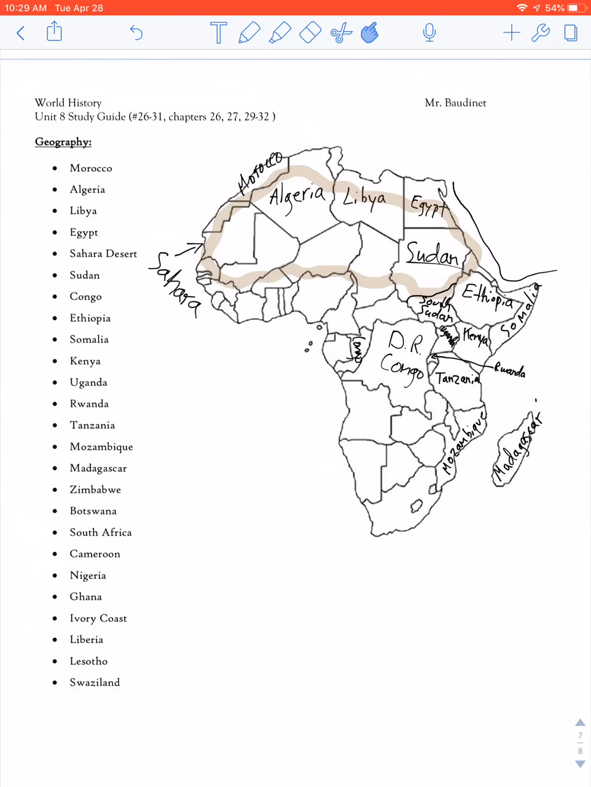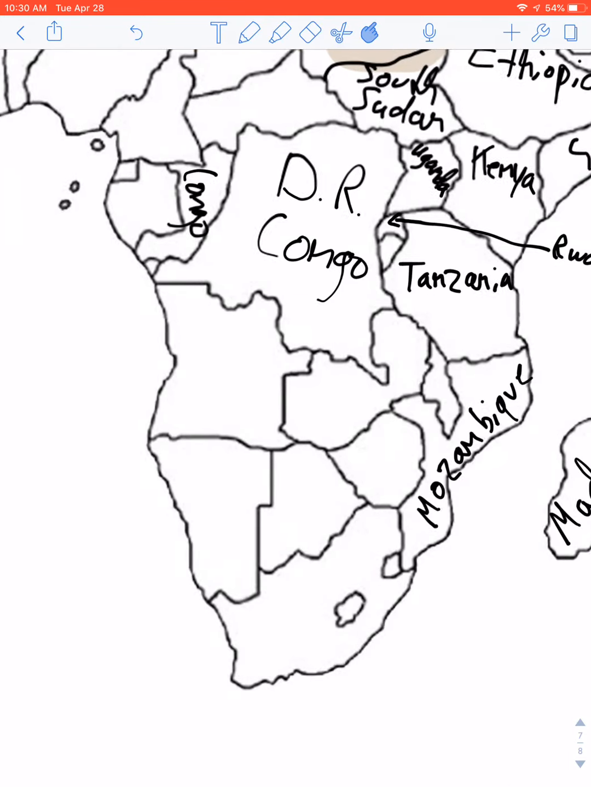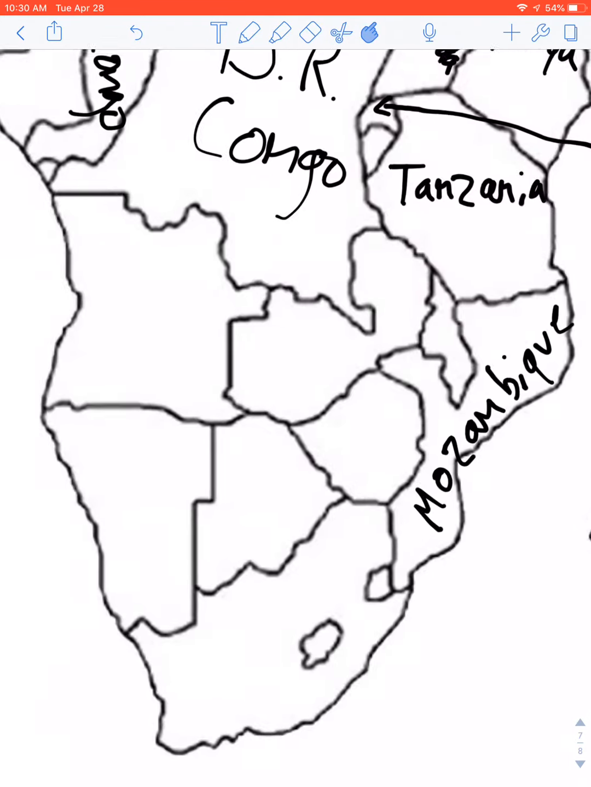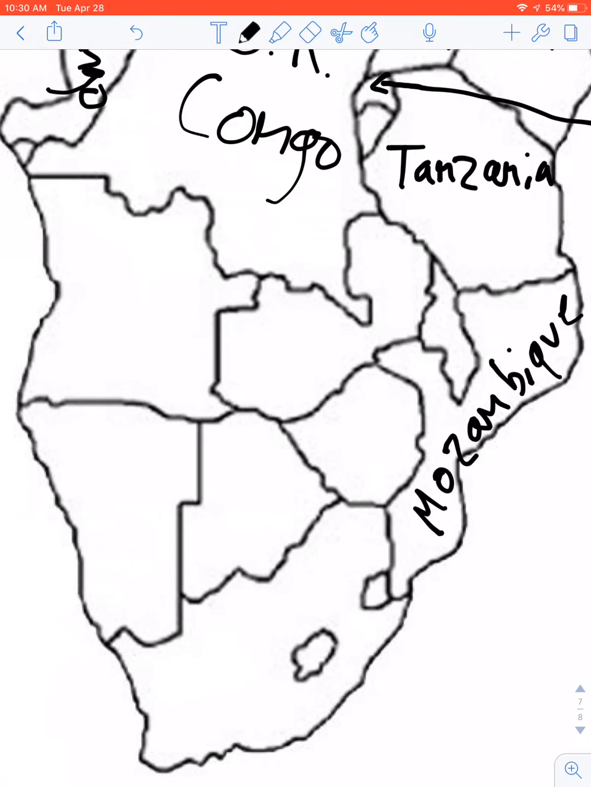And it's beautiful too. It used to be a pirate hotbed. A lot of pirates lived there back in the 1800s. Then we have Zimbabwe, right in here.